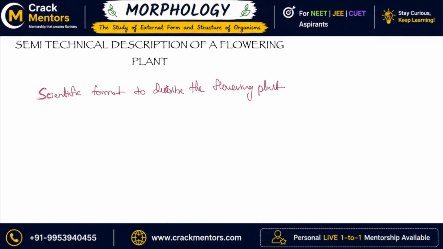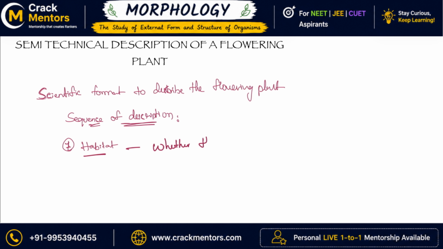This helps botanists all over the world to understand the plant in the same way. But for the description, we have a specific sequence, and under this sequence only we describe the plants. In the sequence of description, the very first thing that we describe about a plant is its habitat, that is, whether the plant is a herb, shrub or tree.